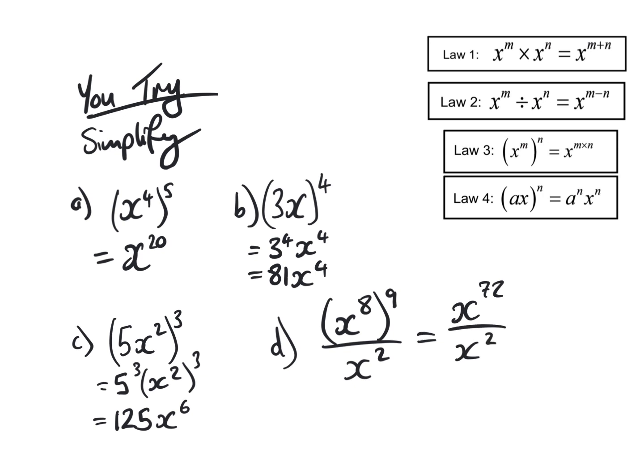What that turns that into is just a simple division. So that's where we're going to use this law. x to the m divided by x to the n is x to the m minus n. So I'm going to subtract the indices here. 72 take away 2 is going to give me x to the power of 70.